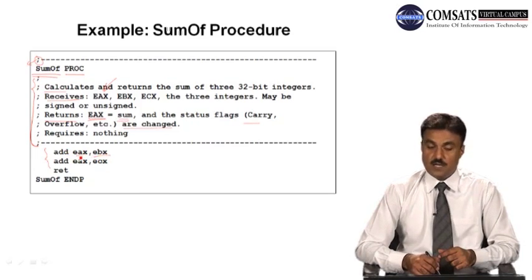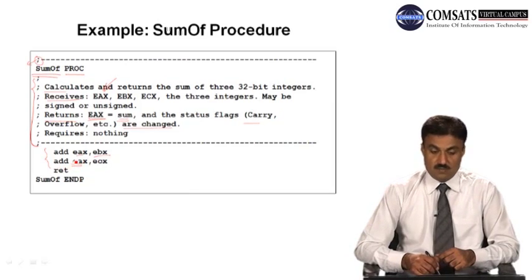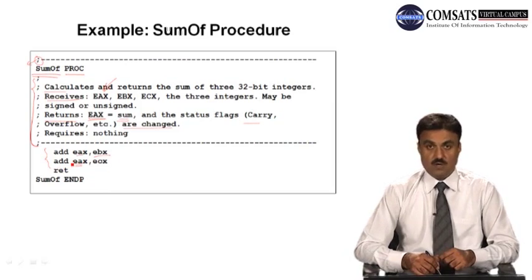EBX is added with EAX, and again the result is stored in EAX. Next, the value of ECX is being added in EAX. So the final sum is inside EAX. Now if you want to see the contents of EAX, they will be as they are. The total sum of these three registers will be inside EAX, and then return.